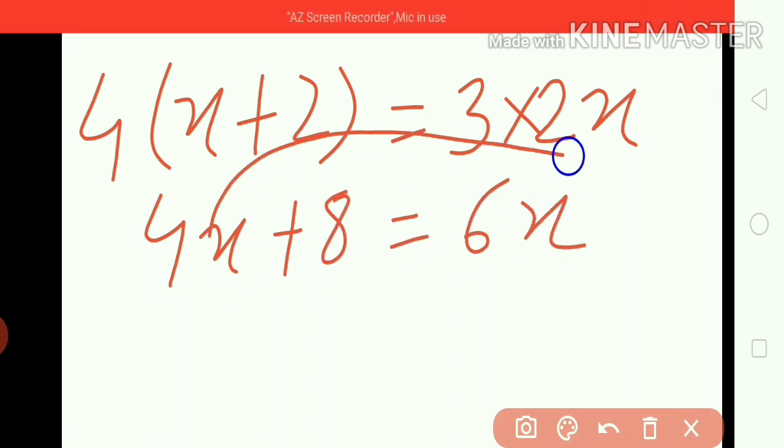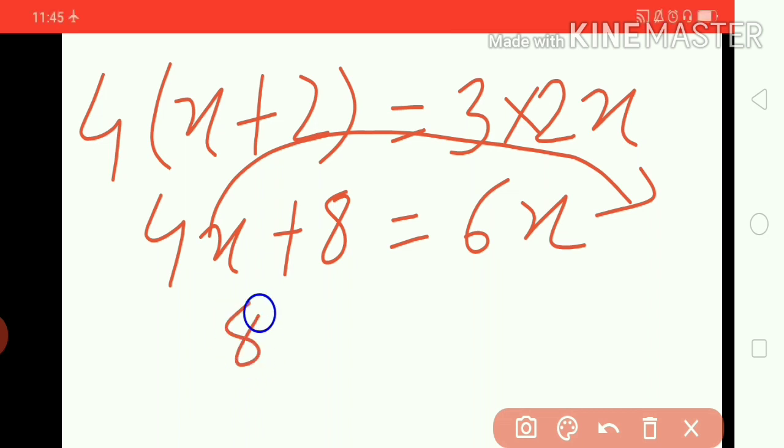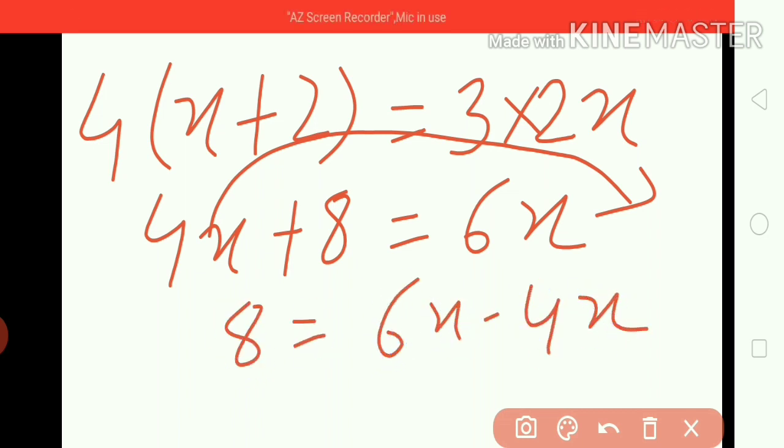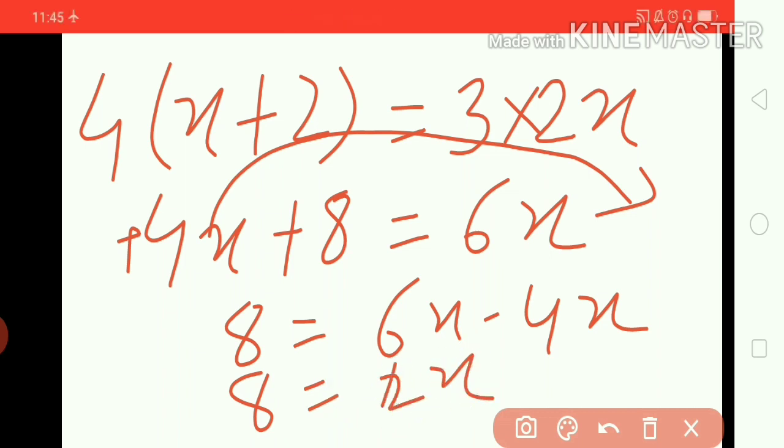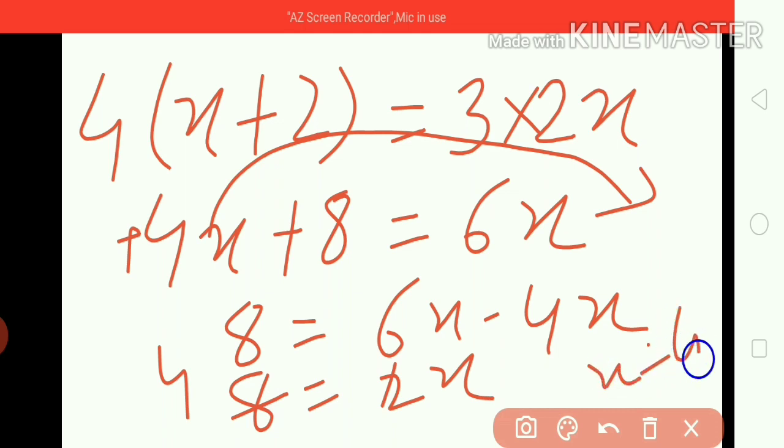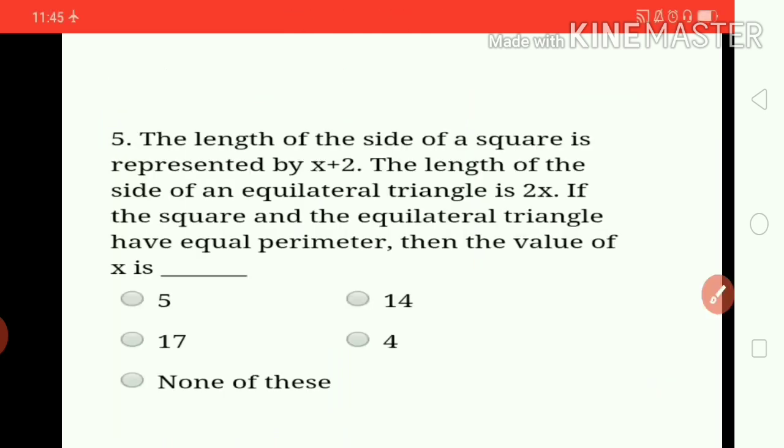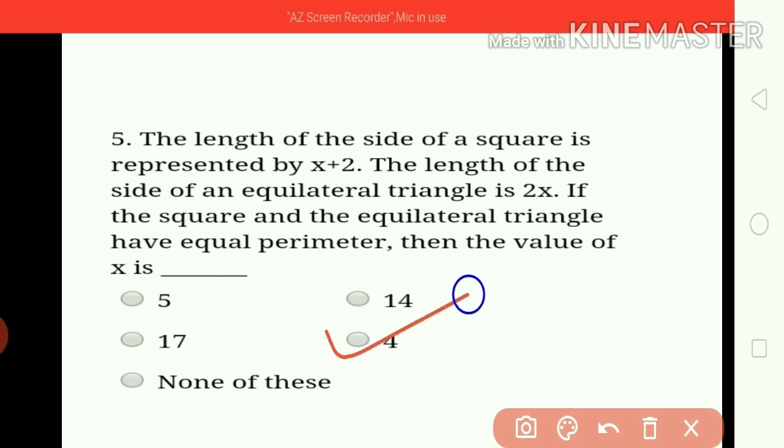Now transpose this 4x to the right hand side. You will get 8 equal to 6x minus 4x, because it is positive 4x, and when it is transposed to the right hand side it will become negative. Now 8 equal to 2x. So let us cut: 2 ones are 2, 2 fours are 8. So x is equal to 4. So the value of x is 4. Let us check which option shows the same answer. This is the fourth option, right?